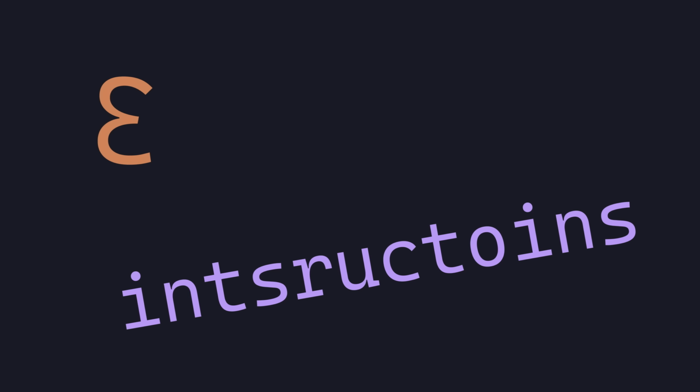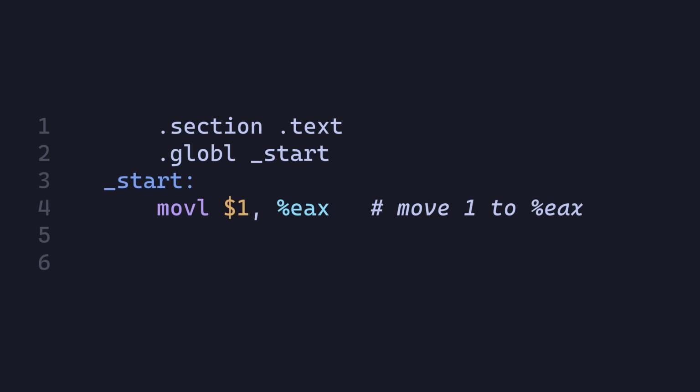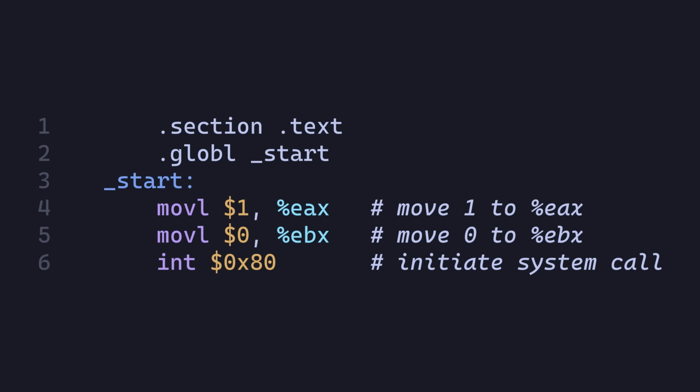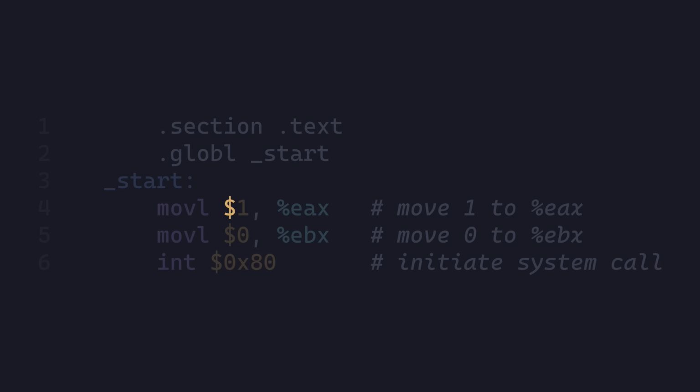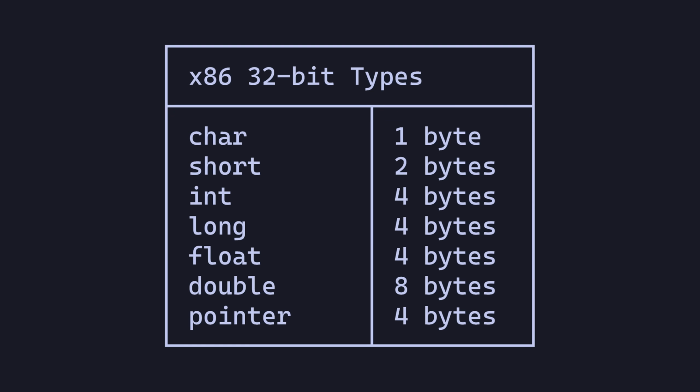Then we get three instructions. We move the number 1 to the EAX register, we move the number 0 to the EBX register, and the final line initiates a system call to the Linux operating system. The dollar sign in front of the number just means that we are moving a constant value to the register. The instruction movl is used to move data from one place to another. The L at the end of the instruction stands for long, which means that we're moving 4 bytes.